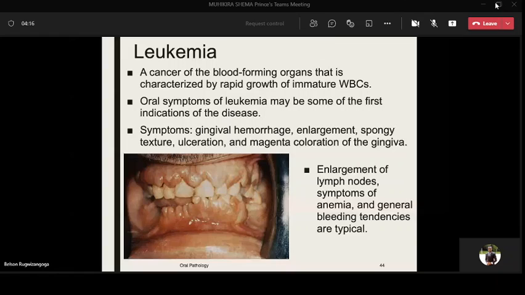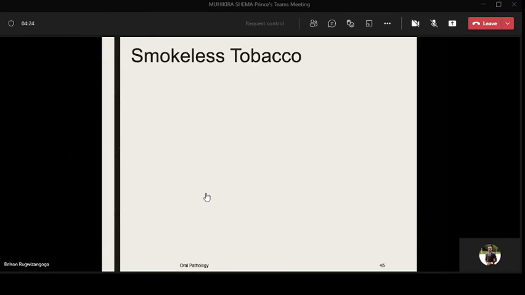Other manifestations will be enlargement of lymph nodes, symptoms of anemia, and generalized bleeding in this patient, because they have low platelet counts.